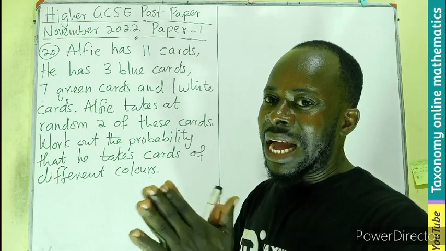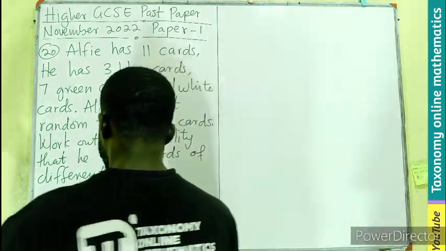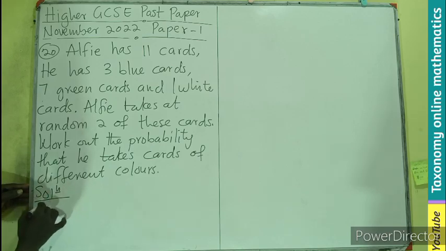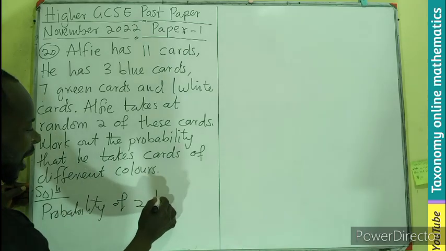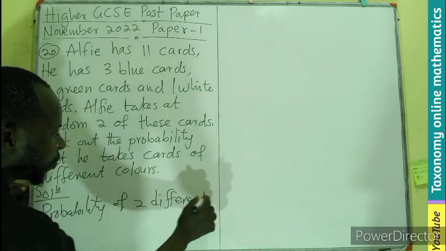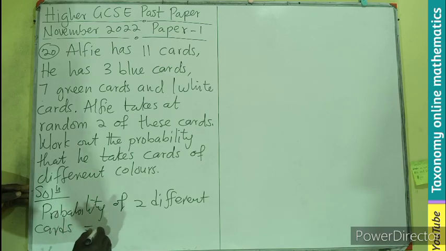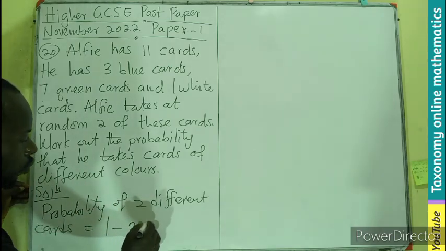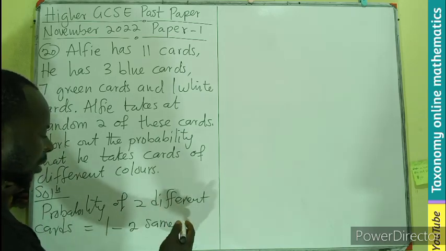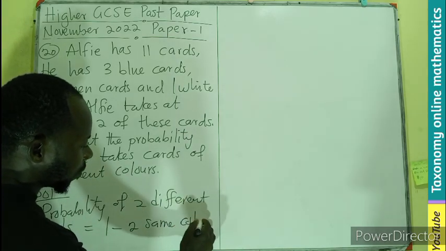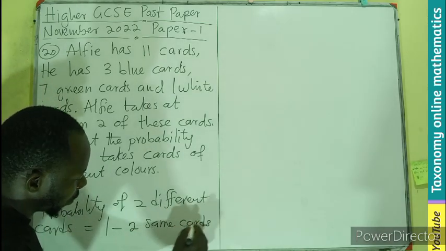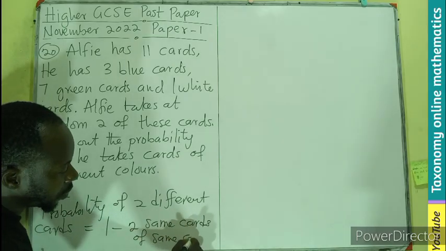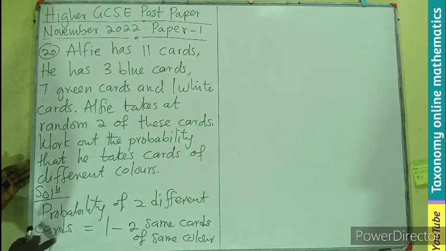One is taking the direct approach. The other is using the probability of 2 different colors, which will be equal to 1 minus the probability of 2 cards of the same color. Let's make it different colors.